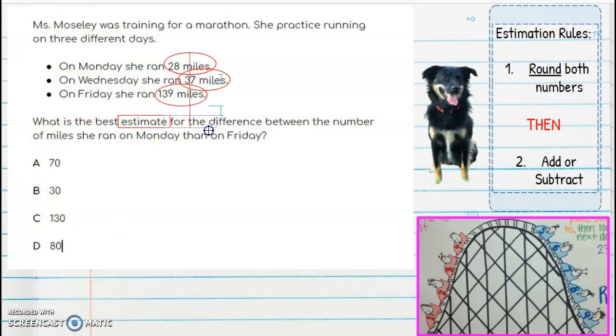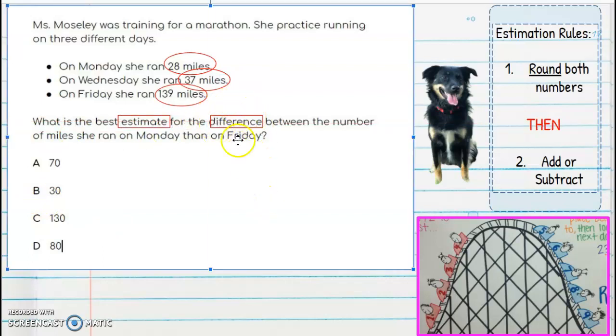If you picked the word difference, you are correct. The word difference tells us that we are subtracting. Yesterday we had the word total, which told us that we were adding. Today we have the word difference, which tells us that we are subtracting.